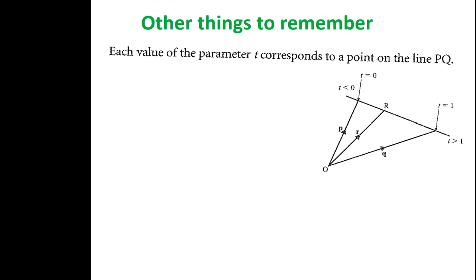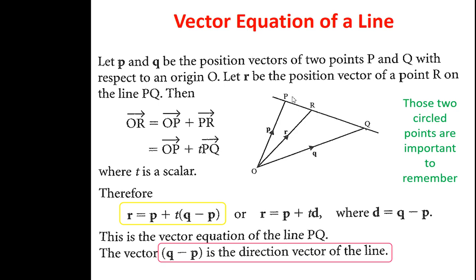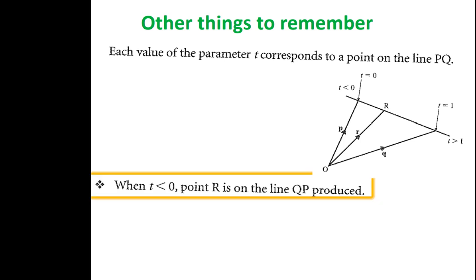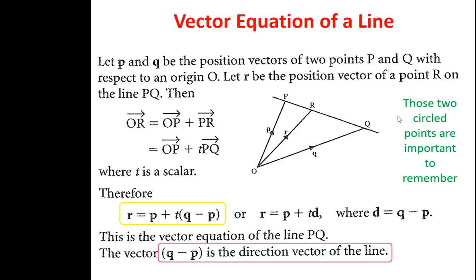Other things to remember. Each value of the parameter t, so remember t is this little thing here, like what fraction of the entire line is this little bit here, basically. So each value of the parameter t corresponds to a point on the line PQ. So what on earth do we mean by that? So when t is less than 0, point R is on the line QP produced. So see here, when t is less than 0, point R is on the line QP produced. What do we mean by QP? We mean QP here. So if you're having trouble seeing it on there.